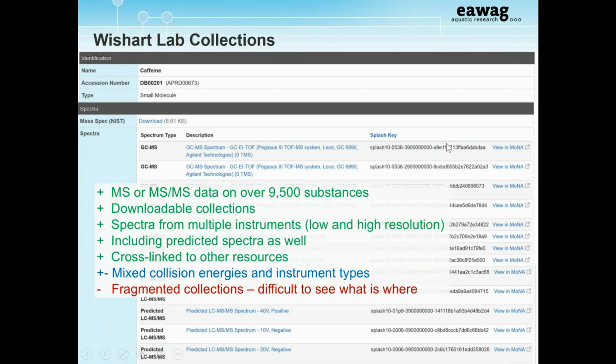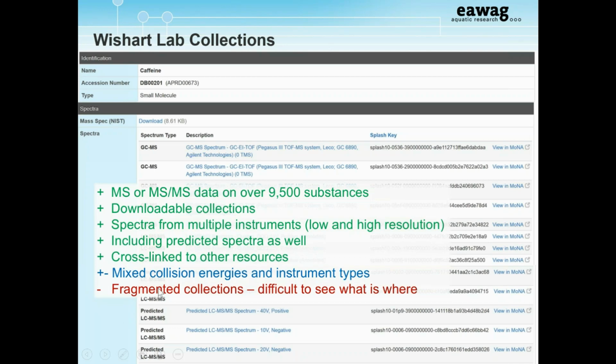So you can see here there's a SPLASH key that I'll mention later, and also they're linking all their spectra back to MoNA, which is another spectral database that I've not yet mentioned. Again, a plus and a minus with this collection is that they have mixed collision energies and instrument types. This can make it a little difficult because it's a reasonably small collection.